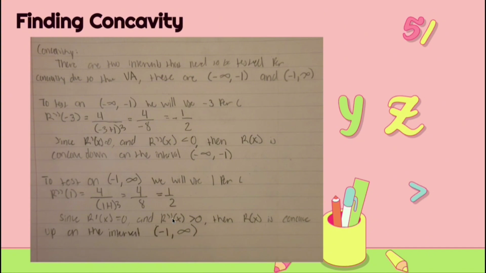Now because this time the second derivative is greater than 0, we know that f of x is concave up on the interval negative 1 to infinity.